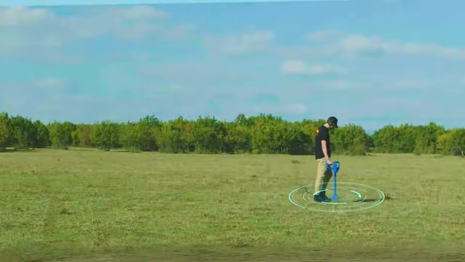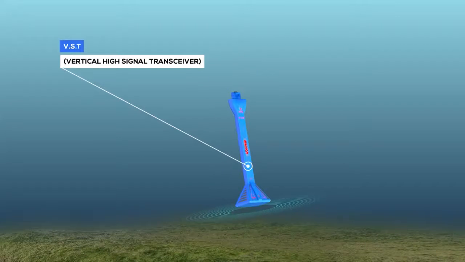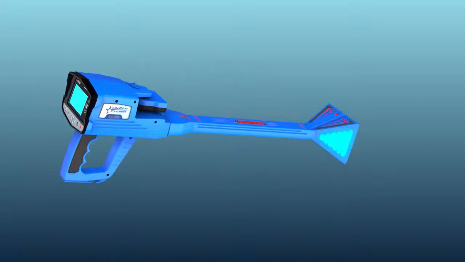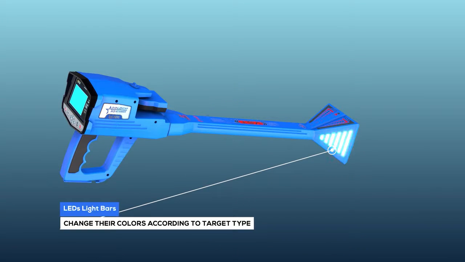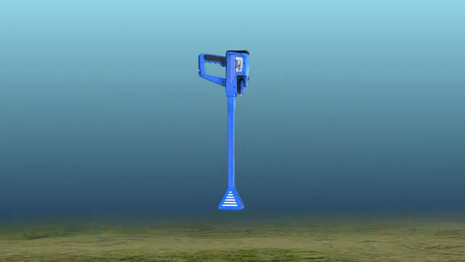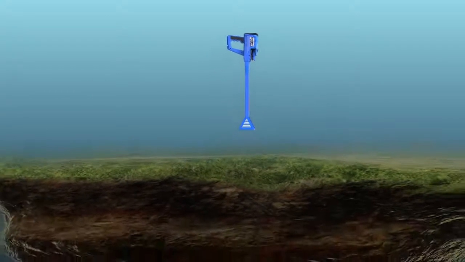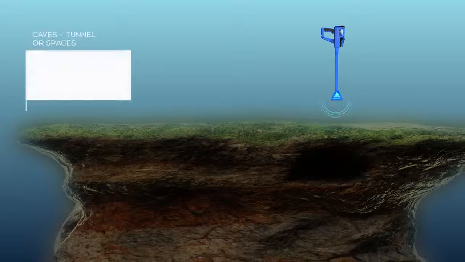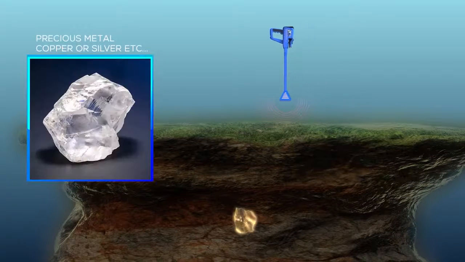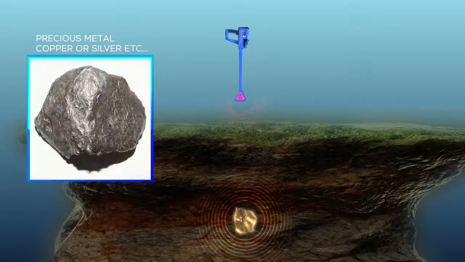The signal measurement process, or the scanning process, is done by the VST, Vertical High Signal Transceiver Unit, which is a probe at the end of which there is a quadrilateral cone on both sides and bars consisting of many light-emitting diodes, or LEDs, that change their colors according to target type, that is, depending on the target that the VST probe is passing over at this moment. For example, the LED lights will light up in blue when passing over a cavity or space, such as a tunnel, and light up red when passing over a precious metal, such as copper or silver, etc.